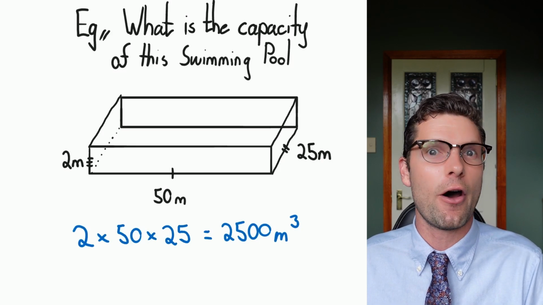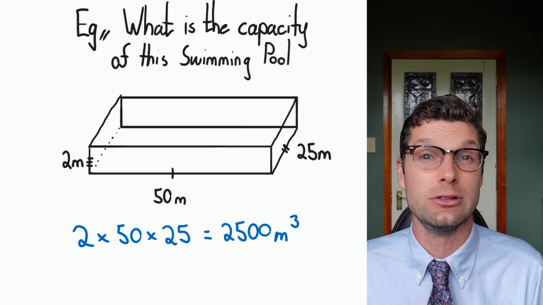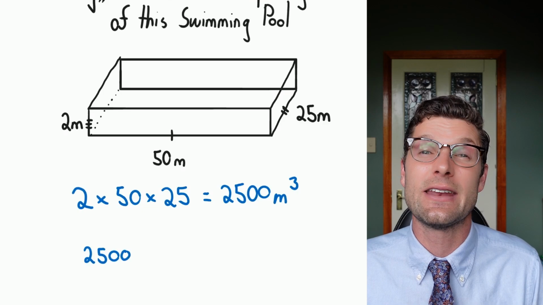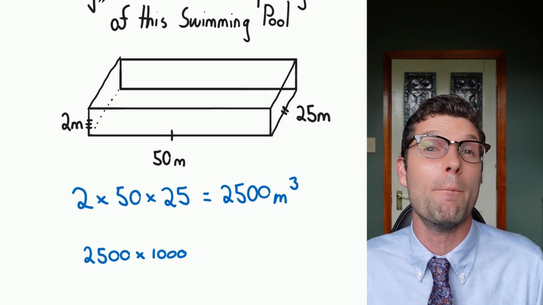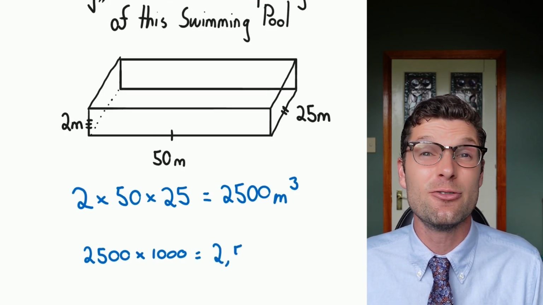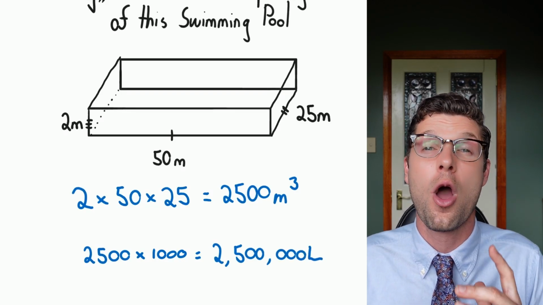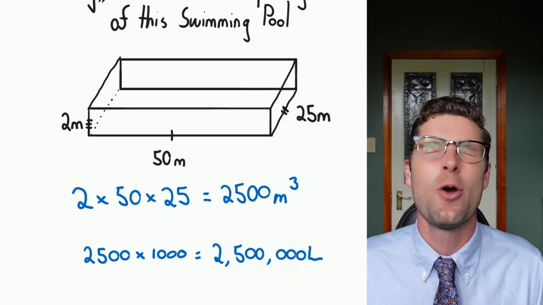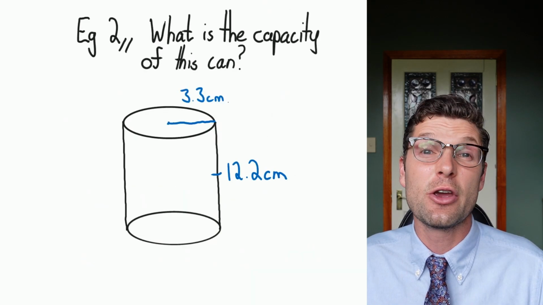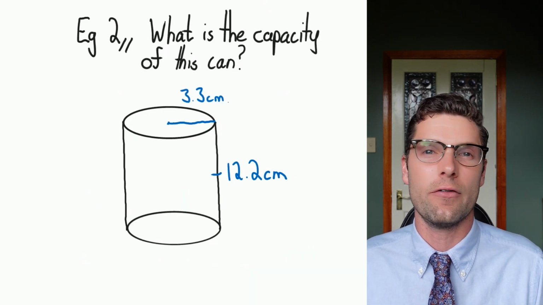Now, this is not our final answer. We need to convert it into liters. So in order to do this, we need to do the 2,500 multiplied by 1,000, which is equal to 2.5 million liters. And that's how much would go into one Olympic-sized swimming pool, which is just a huge amount of water. Then we can also work out what's the capacity of a Coke can.